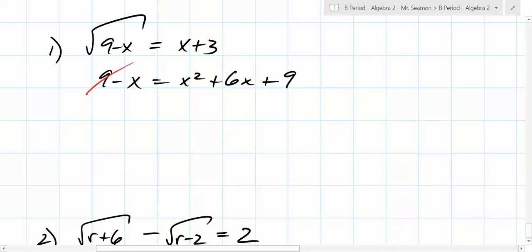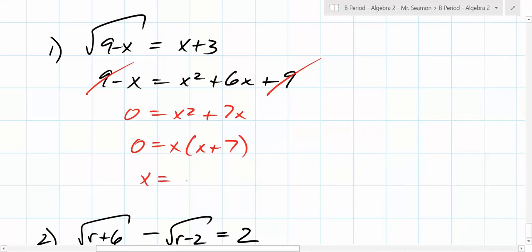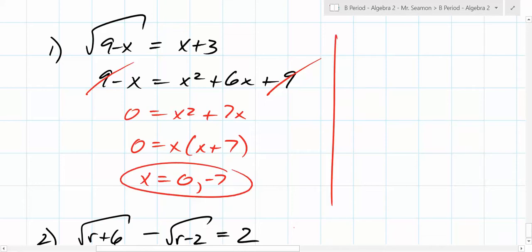But what can you cancel? So you end up with 0 equals x squared plus what? So 0 is equal to x times x plus 7. So x is equal to 0 or what? What was that step? I factored. -7. Okay. How do you get to 0 and -7?